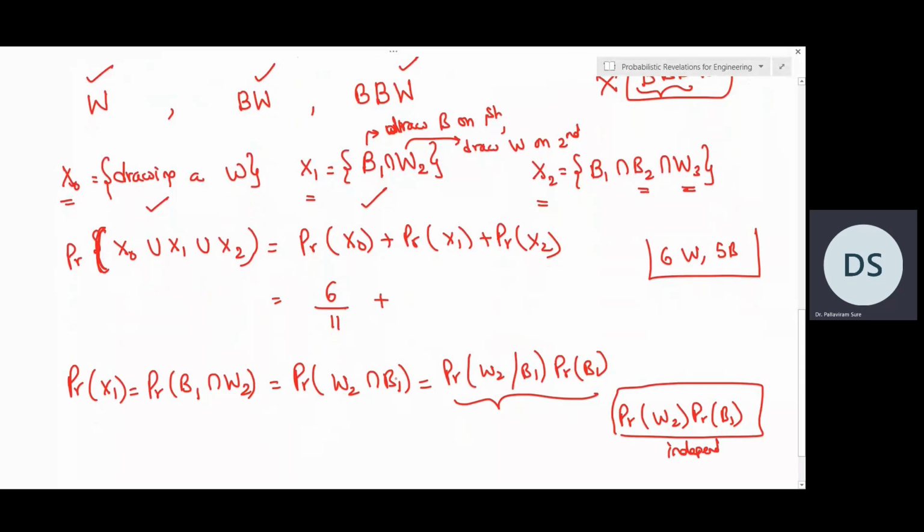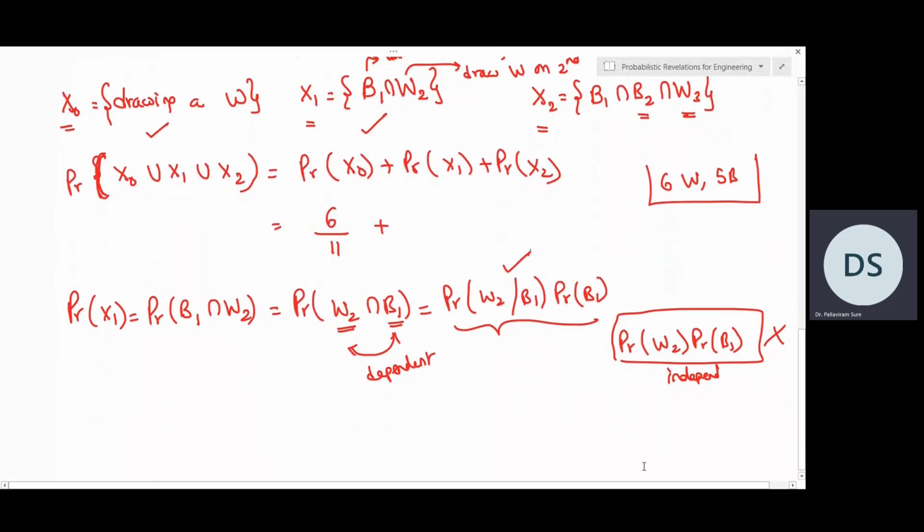But in this question, every ball that has been drawn out has not been replaced back. So hence, the moment we remove one ball, the total number of balls in the box will be different, and hence the sample space itself will be different. So, drawing a black ball on the first draw and drawing a white ball on the second draw are definitely dependent events. And that is why we should not use this option. Rather, we should use the conditional probability option because they are dependent events.